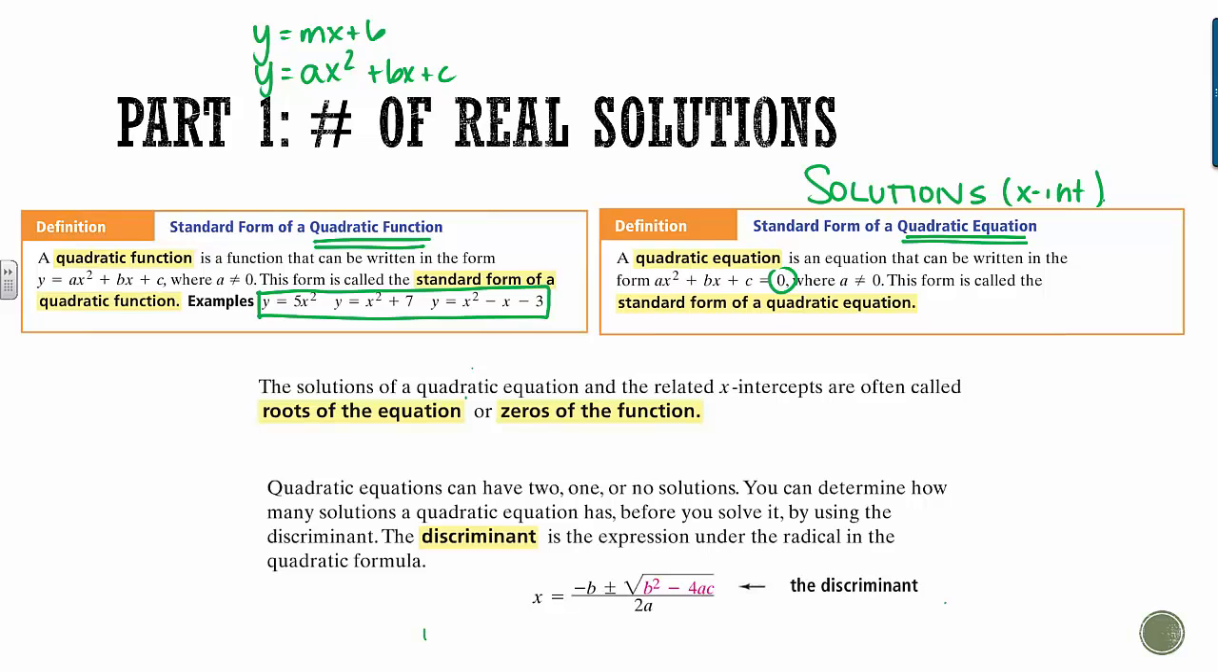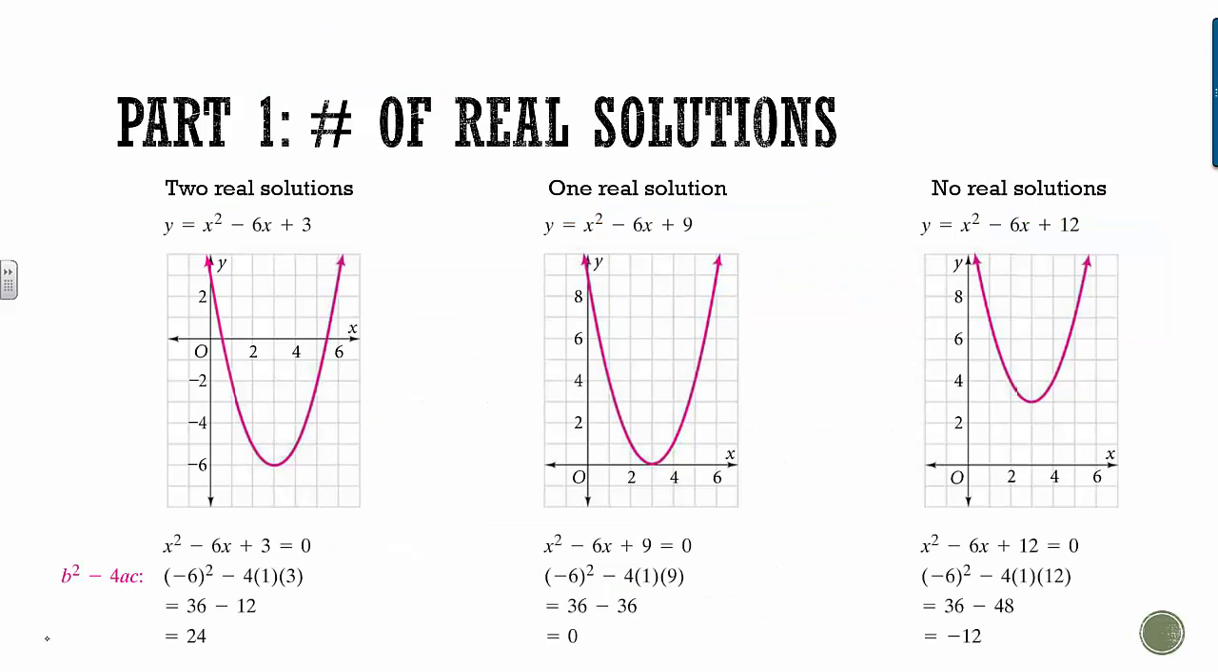So remember, quadratic equations can have 2 answers, 1 answer, or no real solutions. You can determine how many solutions a quadratic has before you solve it by using the discriminant. And the discriminant is part of the quadratic formula. So here's the whole quadratic formula down here. The discriminant is just what's underneath the square root. And this tells us how many solutions something has. It doesn't tell us what the solutions are, but it'll tell us if we have 2 solutions, 1 solution, or no solution.